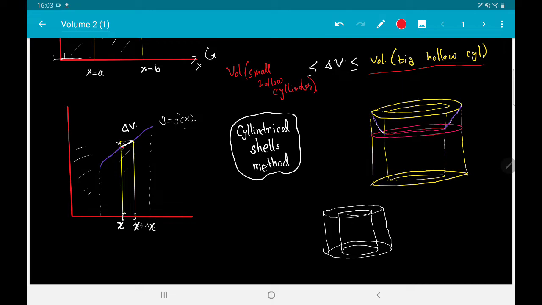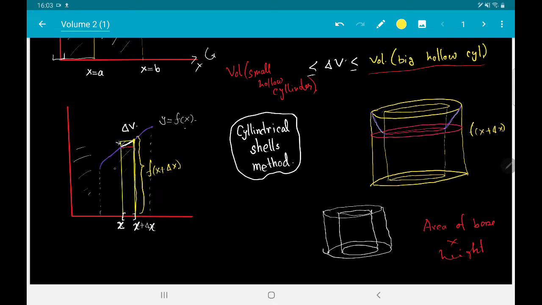Suppose this refers to our yellow cylinder. So what we have to do is take the area of the base times the height. And what is the height of this yellow cylinder? For this, we have to look at the length of this line, and if the x coordinate of this point is x plus delta x, the height of the cylinder is definitely going to be f of x plus delta x. So the height of the cylinder is f of x plus delta x.